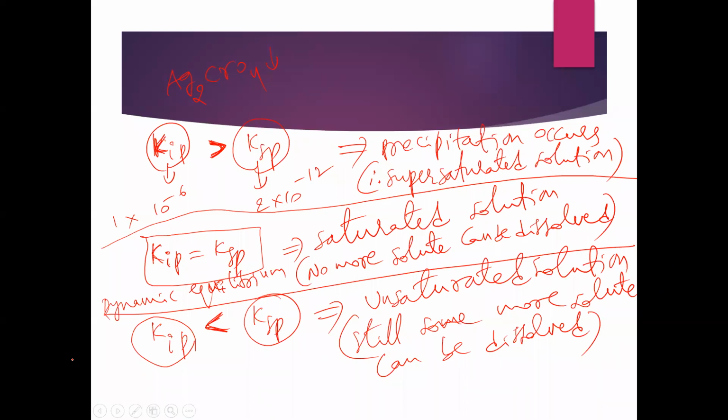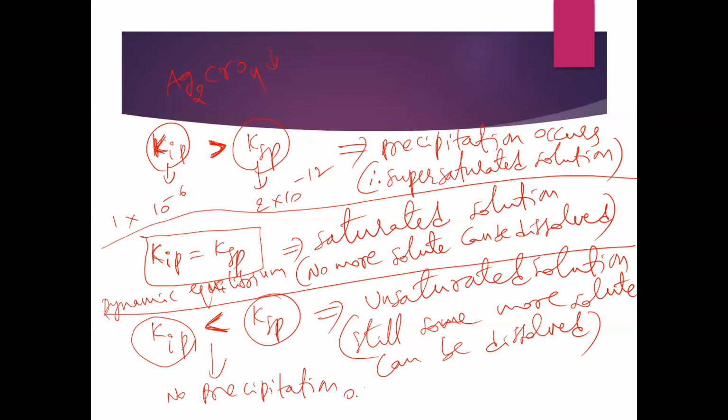So these three types of solutions we can understand based on the KIP value and KSP value. This is the concept of solubility product. And when does precipitation not occur here? If the KIP value is lesser than KSP, in this case no precipitation occurs.